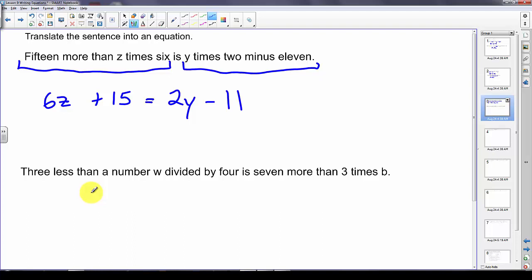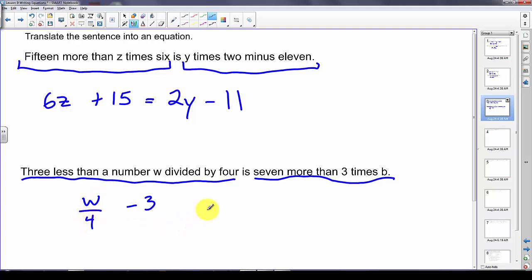In the next problem, it says 3 less than a number w divided by 4 is 7 more than 3 times b. So here's the first part. There's my splitter, is. So I have 3 less, subtract 3, then a number divided by 4. So here's my number w divided by 4. There's my is, and then I have 7 more than 3 times b. 7 more means I'm going to add 7 to 3 times b, or 3b.